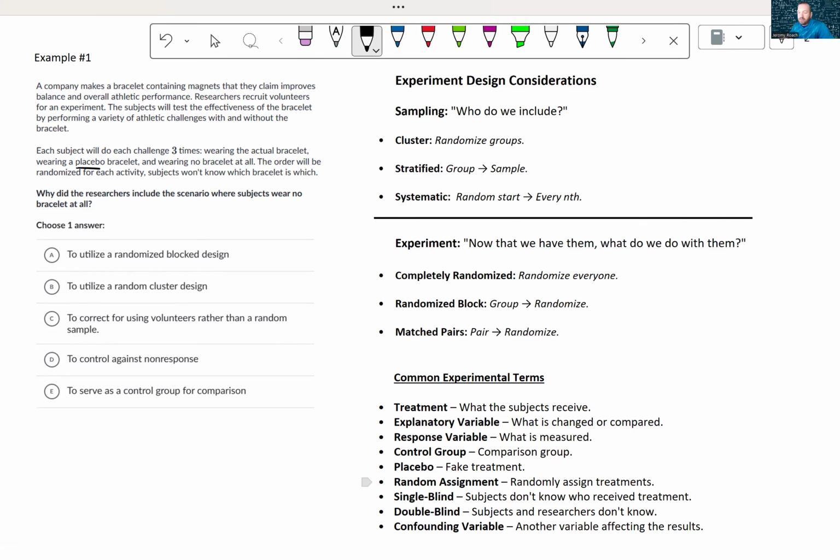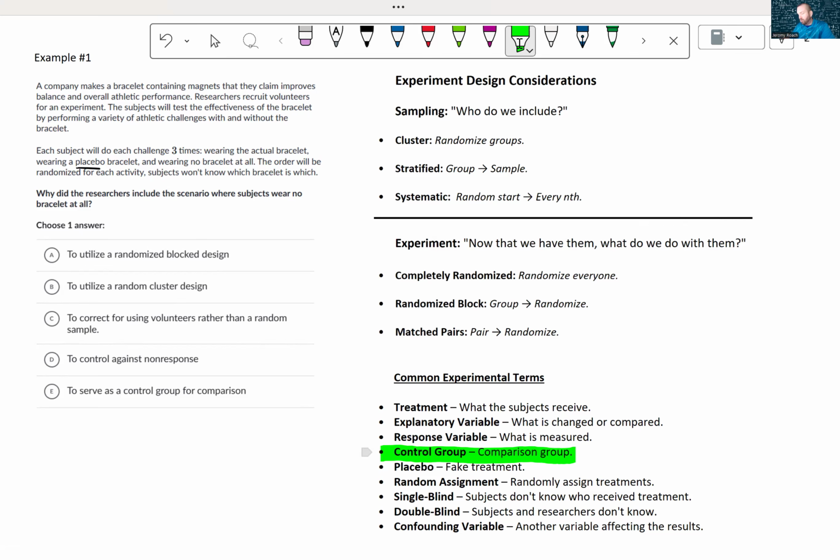And the question says, why did the researchers include the scenario where subjects wear no bracelet at all? Well, the no bracelet at all, this is our control group. Let me highlight that. If they're not going to wear a bracelet at all, that means they want to know what's happening when nobody is wearing a bracelet. Are they able to?